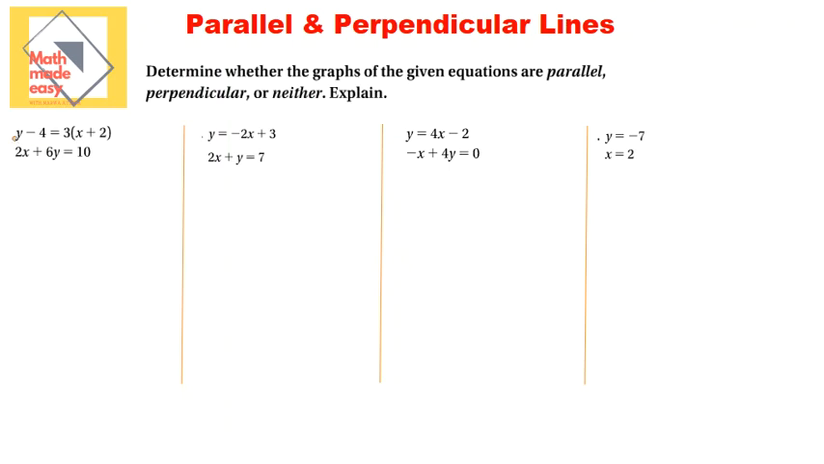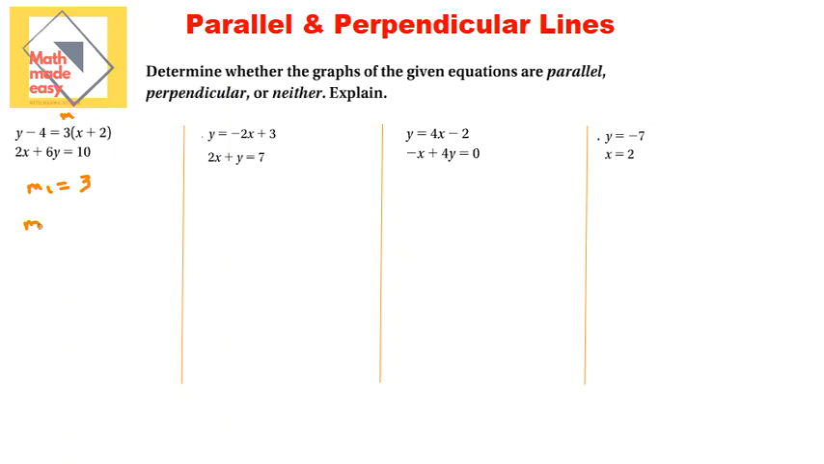Now this first equation here, I can say that m1 for the first equation, this is in point slope form, and we took point slope form in a previous video. So this is y minus y1 equals m times x minus x1. So this is m. So I know that m1 is equal to 3.